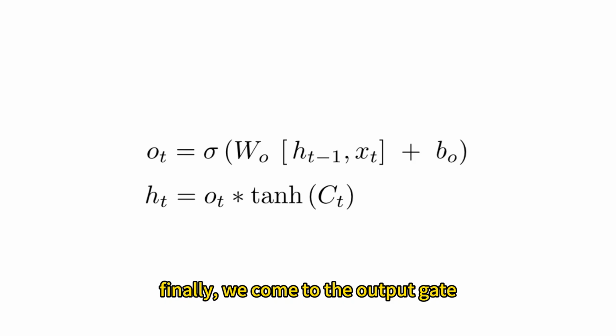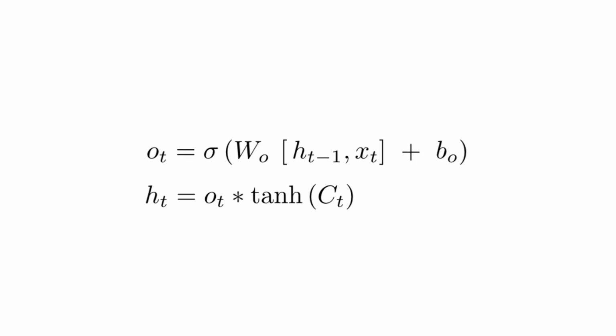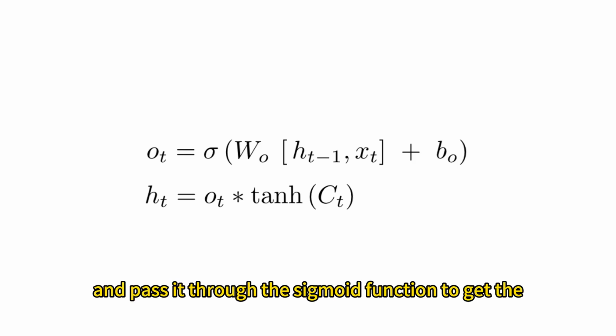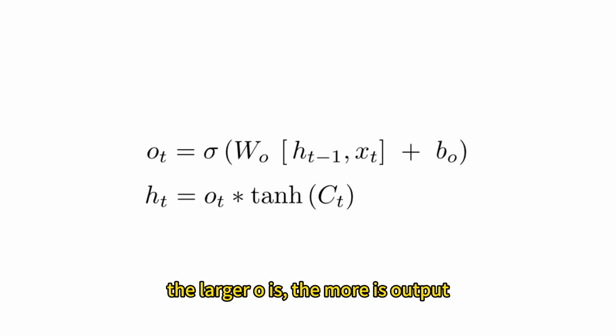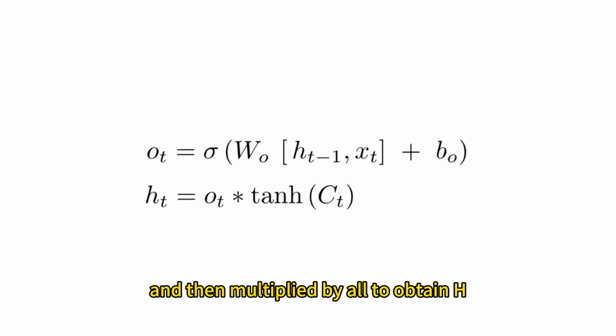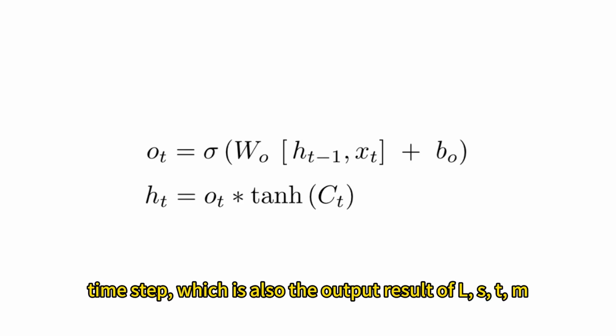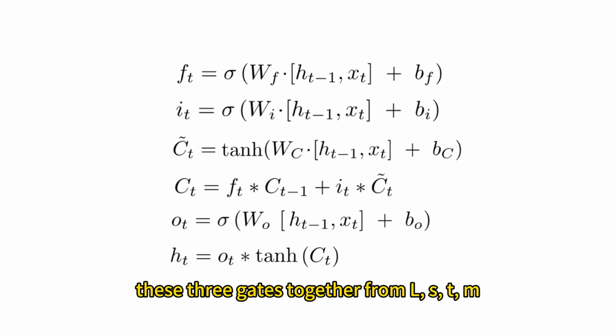Finally, we come to the output gate. We multiply H and X by the weight matrix, add the bias term, and pass it through the sigmoid function to get the output proportion O. The larger O is, the more is output. The cell state is passed through tanh and then multiplied by O to obtain H, the hidden state at the current time step, which is also the output result of LSTM. These three gates together form LSTM.